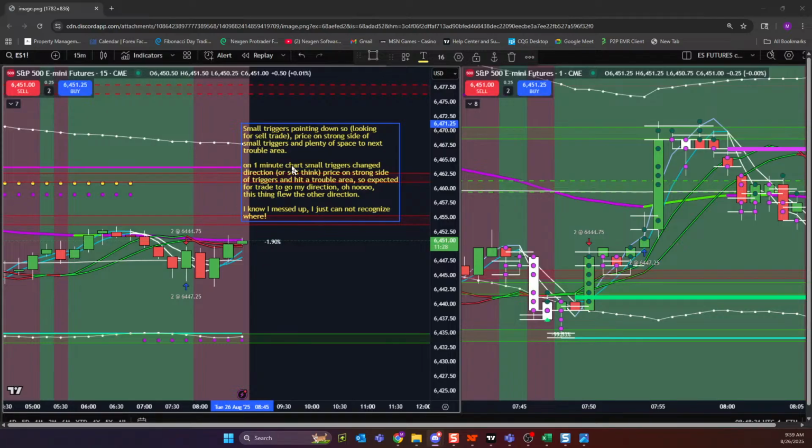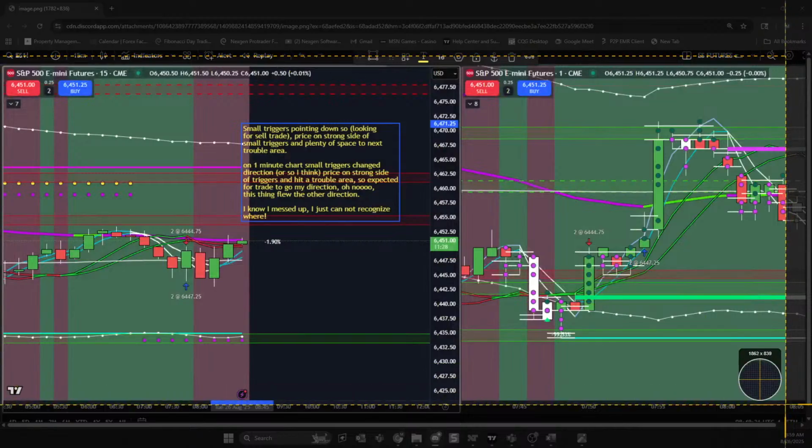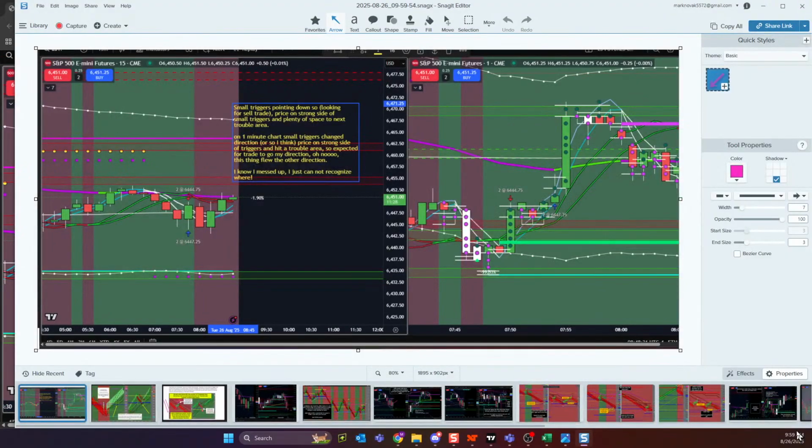On the 1 minute chart, small triggers change direction, or so I think. Price on strong side of triggers and hit a trouble area. So I expected the trade to go my direction. Oh no, this thing flew the other direction. I know I messed up. I can't recognize where. I love it, Victor. That annotation is absolutely outstanding. Your large chart gave you everything that you needed to look for a short. Now your small chart, let's see what happens.